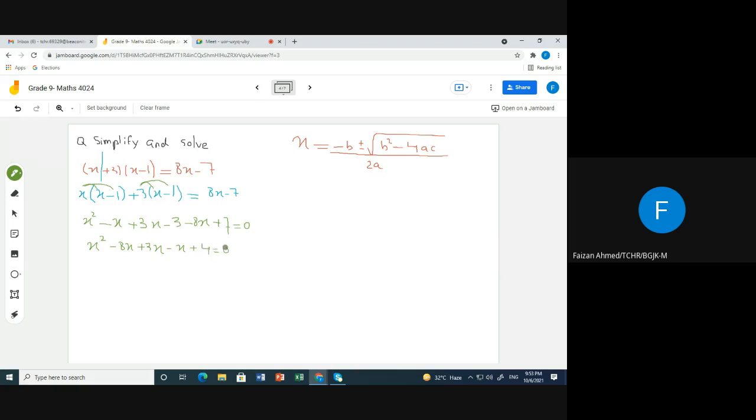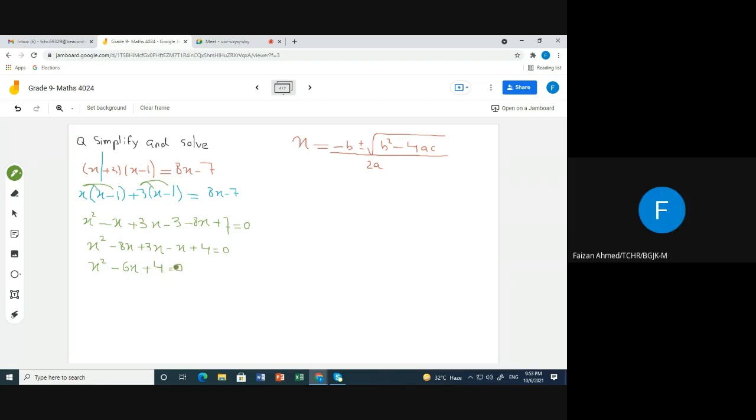Just add the x terms, जल्दी से x terms को भी simplify कर लो. What will be your answer? क्या हो जाएगा answer? Minus 8x plus, it will be minus 6x plus 4 equals to 0.